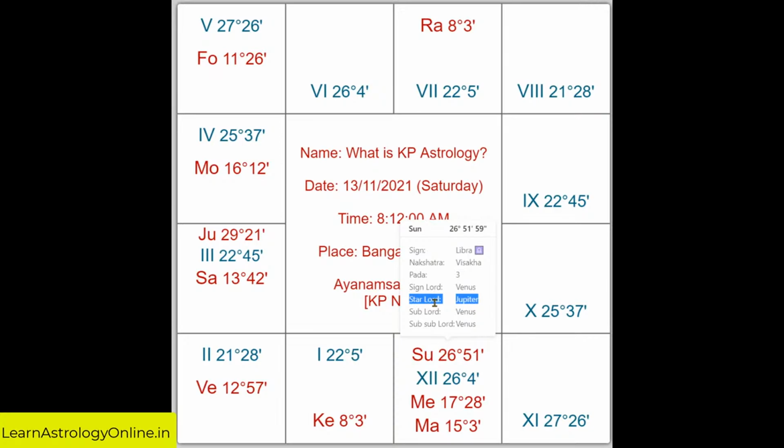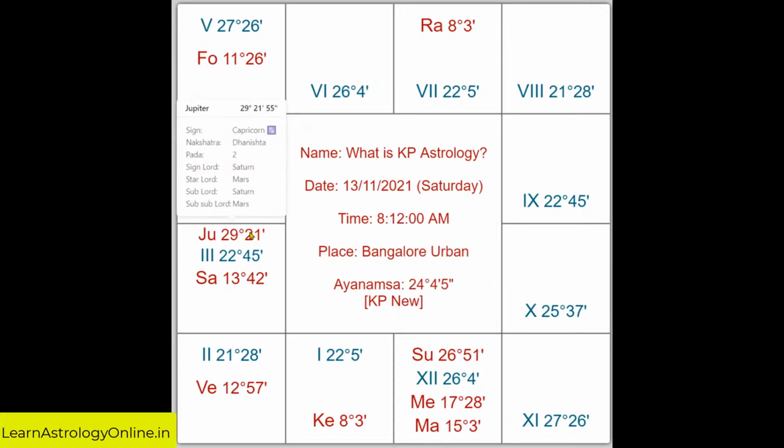The owner of the star delivers the results associated with that particular sublord. In this case, Sun will behave like Jupiter. It will listen to Jupiter. It will do what Jupiter tells him to do. Jupiter is posited at Capricorn at 29:21. At this location, it is in the third bhava. So Sun will give the result of the third bhava predominantly, because Jupiter is posited in the third bhava.